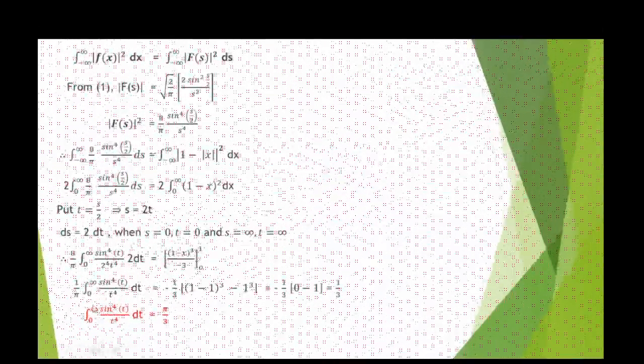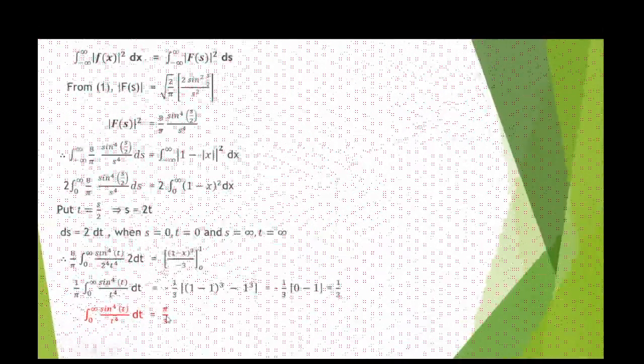So integral sine power 4 t divided by t power 4 dt is equal to pi by 3. 1 by pi goes to that side as pi, so pi by 3. This is the deduction part. Thank you.